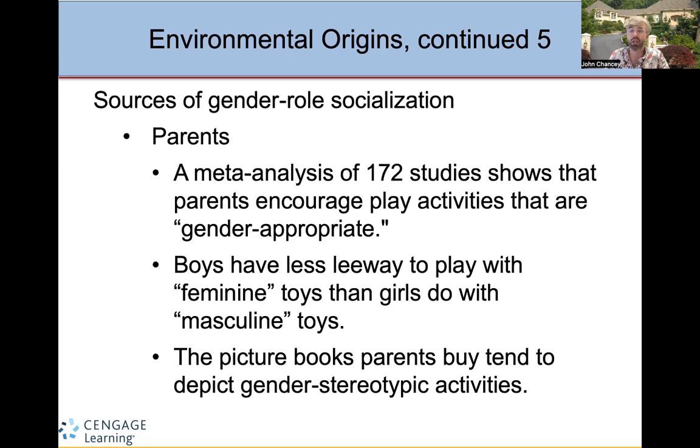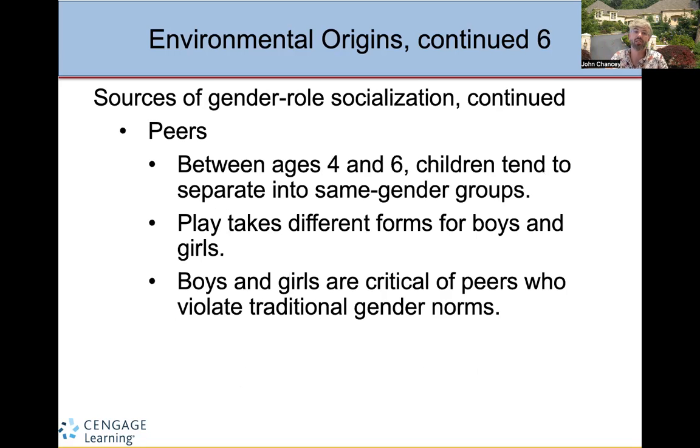Another area of socialization comes from parents. Parents are the first agent of socialization in a child's life. There's a lot of research that looks at this. A meta-analysis of 172 studies shows that parents encourage play activities that are considered gender appropriate or inappropriate. Boys tend to have less leeway to act feminine, whereas girls have more leeway to act, quote unquote, masculine, maybe in terms of the toys they select. Picture books that parents buy for their children also tend to reflect gender stereotypical activities.